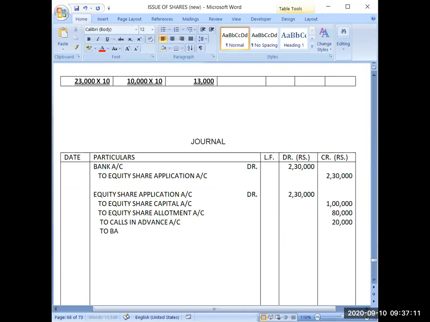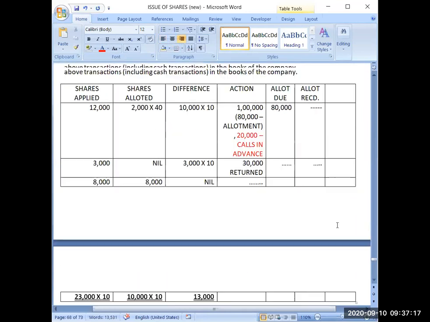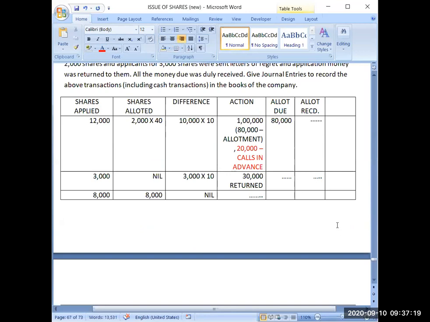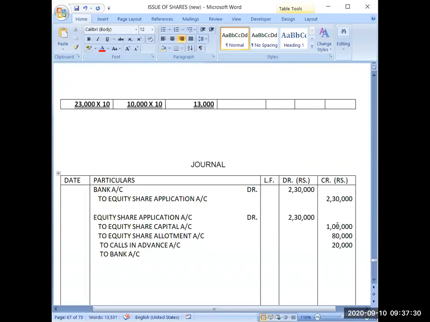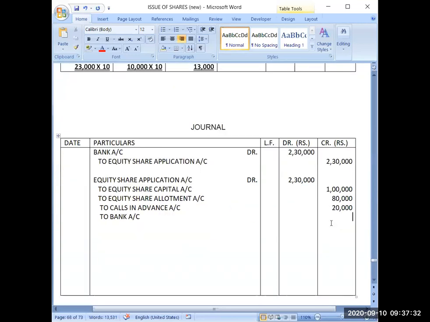Some money I have to return to the bank account. How much do I have to return? Each and everything is in your table. That's why this table has been made. Yes, very good. 30,000. Now you can check the total. So do everything logically.